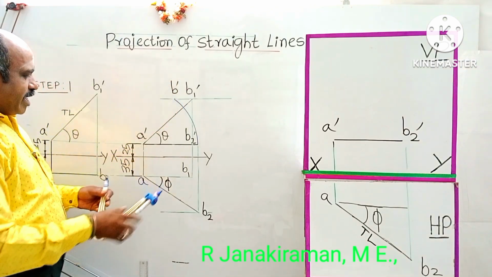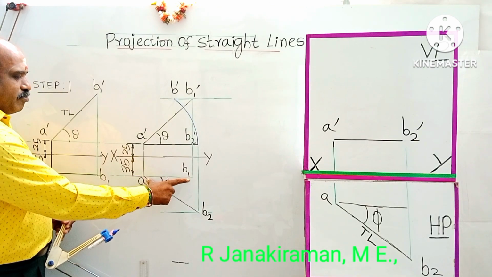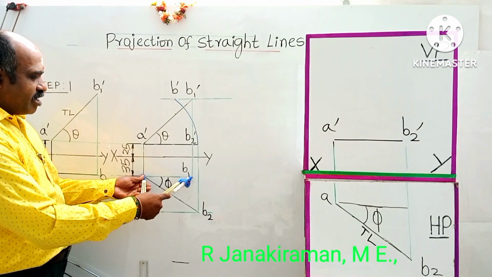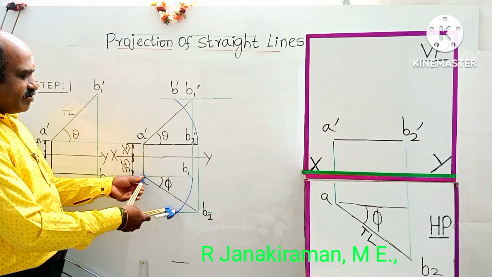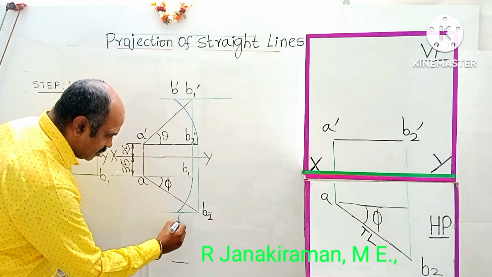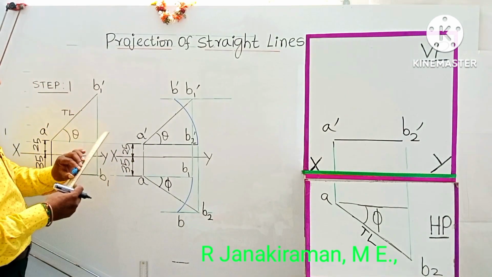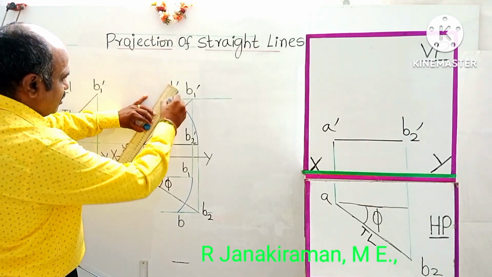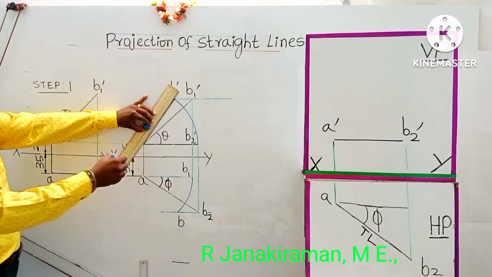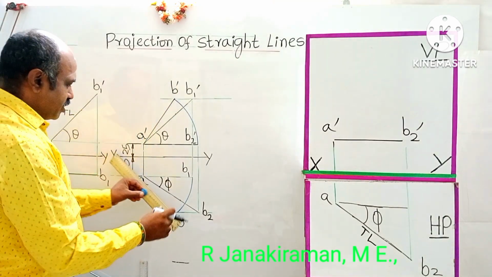Similarly, take A B1 as radius, with A as center, and draw an arc downward. Where it intersects with the locus line passing through B2 shall be marked as B. Then, using a freehand scale, join A dash B dash, which is called the final front view. Use an H or HB pencil; these are the answers called projections.